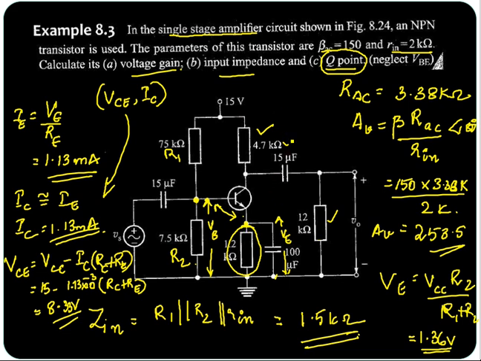So from this circuit, if you know the parameters beta and Rin, you can calculate the voltage gain, input impedance and Q point. Okay, with this I am stopping the equivalent circuit method AC analysis of an amplifier. Thank you.